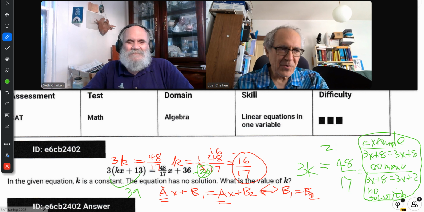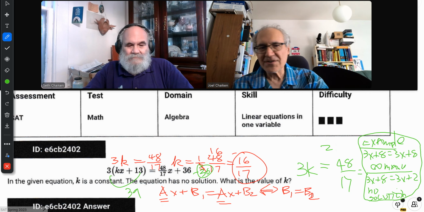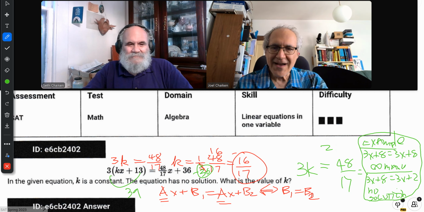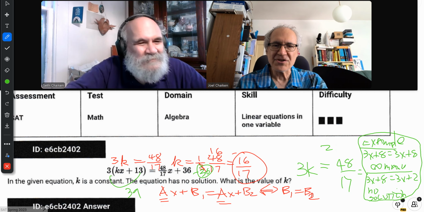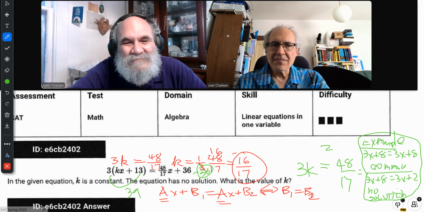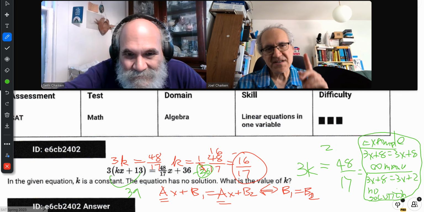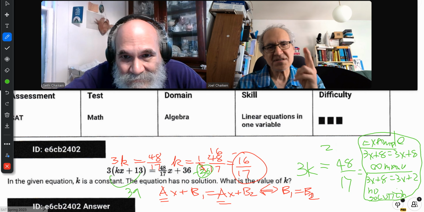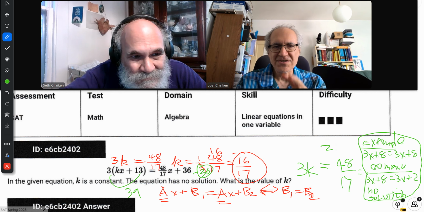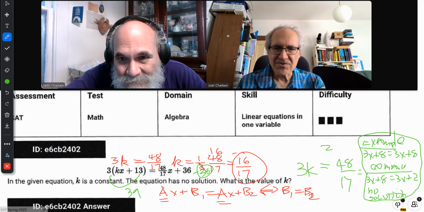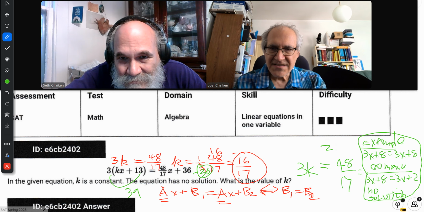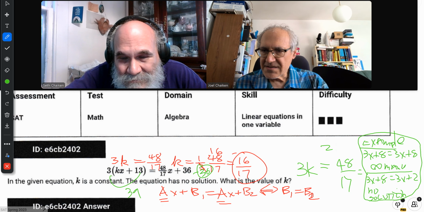Any questions? And what's the main idea of this question? What are they trying to see if you know how to do? We really talked about it. If you have a linear equation with x's on both sides, you need to know under what conditions there is one solution, no solution, and infinitely many solutions. We already talked about those conditions, so let's see how they did it.